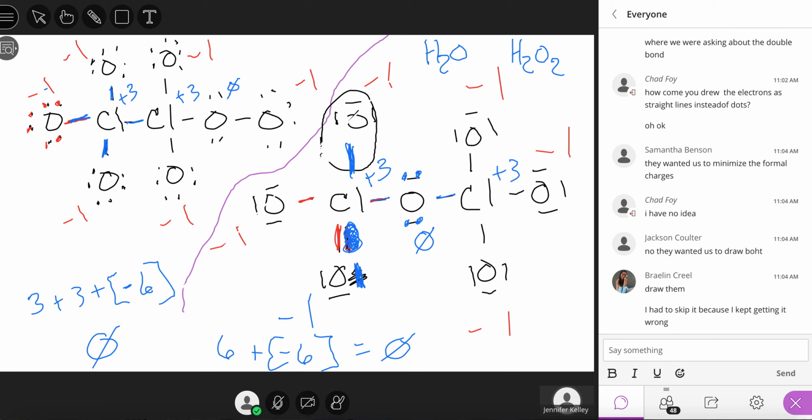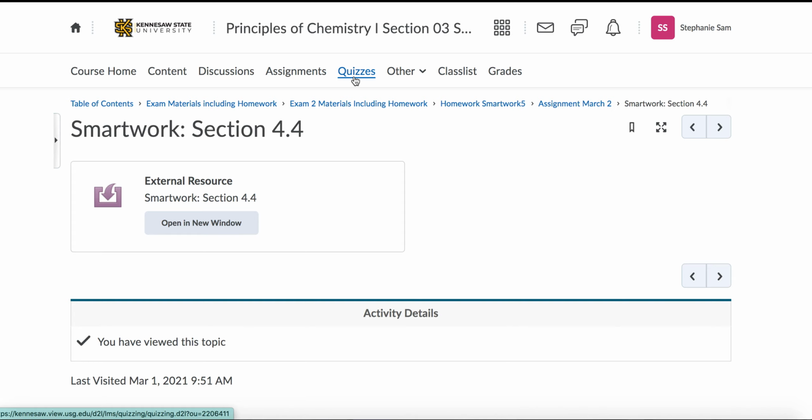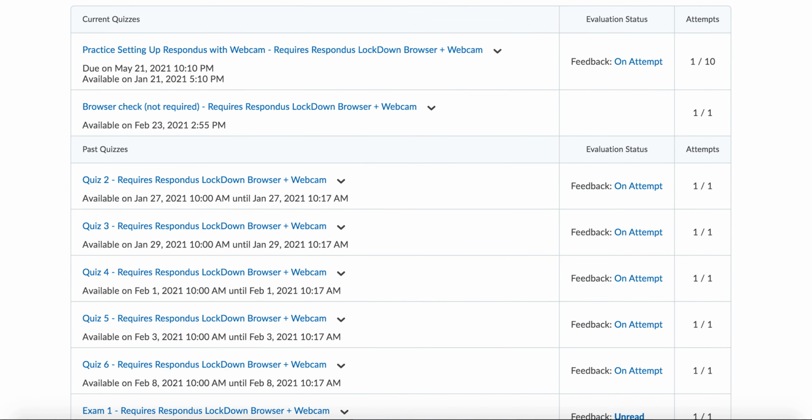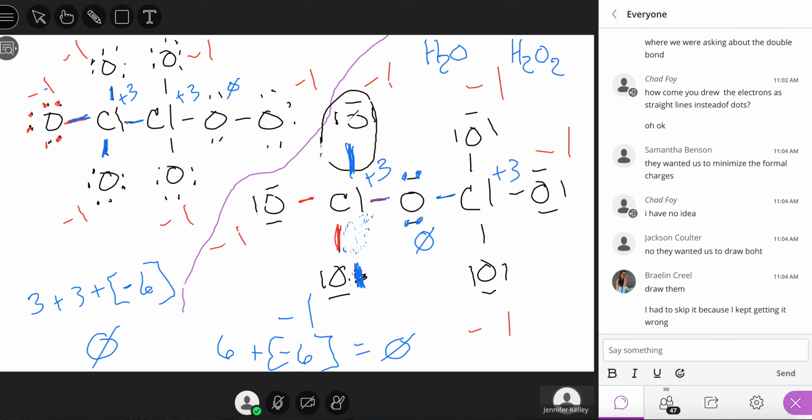So yeah, if all you had to do was draw them, I would draw them like this. I mean, making sure that you don't put a double bond there. And then keep in mind that these are all actually dots. You know, not actual lines. So yeah, I guess that's it.